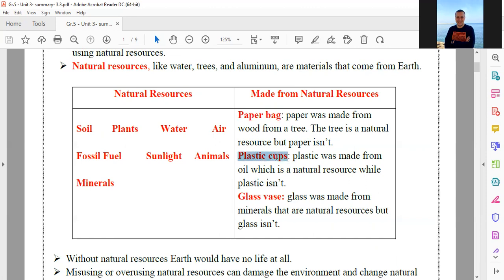Then what about plastic cups or anything that is made from plastic? Plastic was made from oil, which is a natural resource. The oil is the natural resource. It's a type of fossil fuel, while the plastic isn't. The plastic is made from natural resources. Also, the glass vase. Glass was made from minerals that are natural resources. Minerals, yes, they are natural resources, as we mentioned, but the glass is made from natural resources.